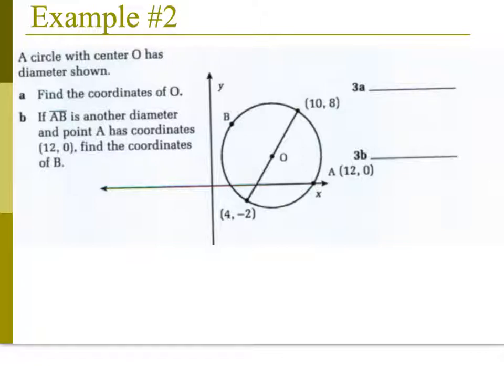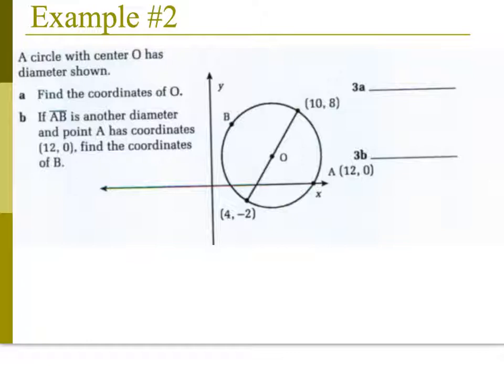let's see here. We want to find the coordinates of O. We got a circle O right there. We want to find the coordinates of O. Well, I've got my two endpoints, (10, 8) and (4, -2). What do you think? How am I going to figure out my coordinates of O? Well, it's the midpoint. It's the middle. It's the center of the circle, so it's going to be between the two endpoints of the diameter.